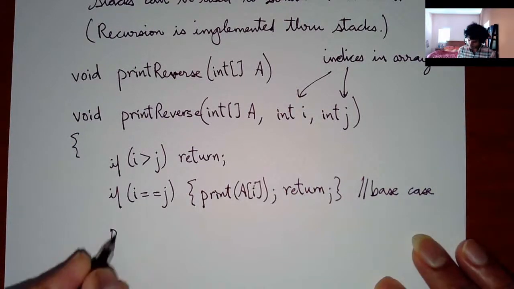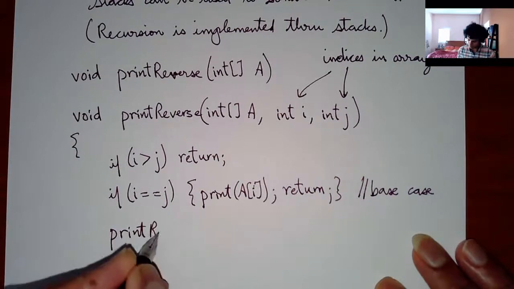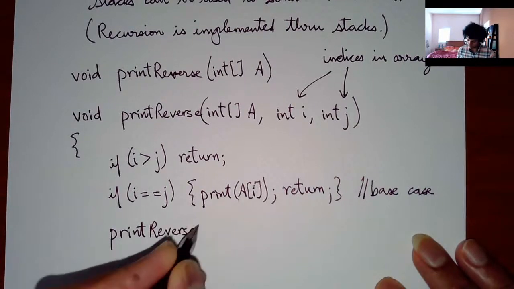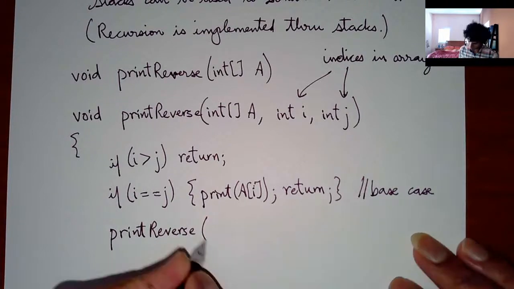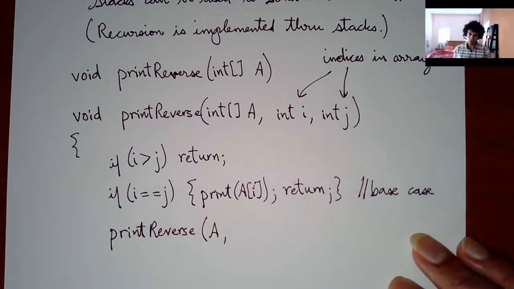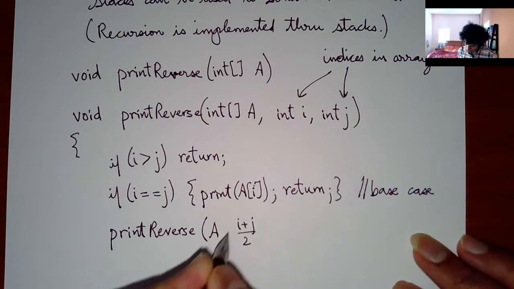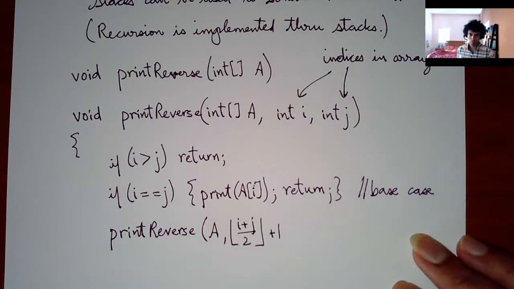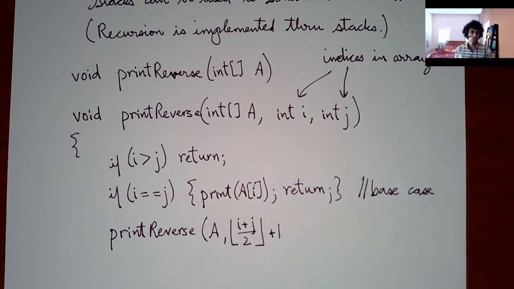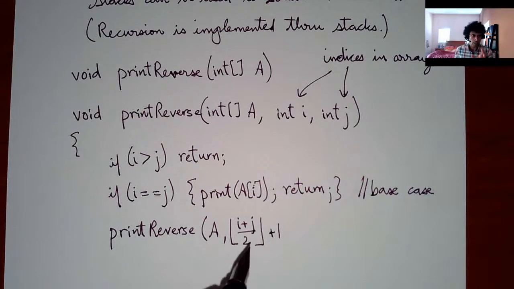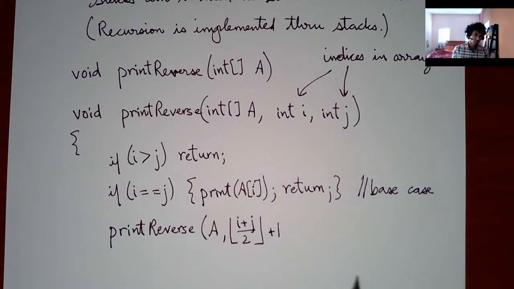Okay, now I'm going to make two recursive calls. So I'm going to call print reverse of A, i, and the floor of (i plus j) divided by 2. Again, I'm writing this in mathematical notation. In code, you can take the floor and ceiling, or you could just typecast it as an int. You can do this in multiple ways.